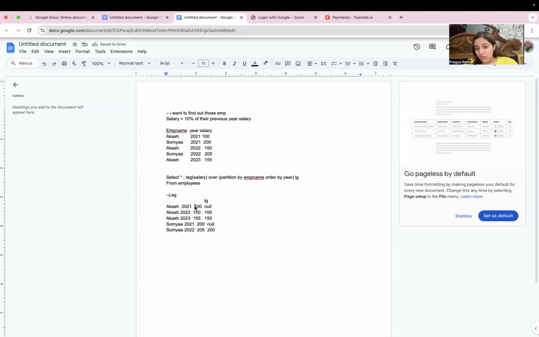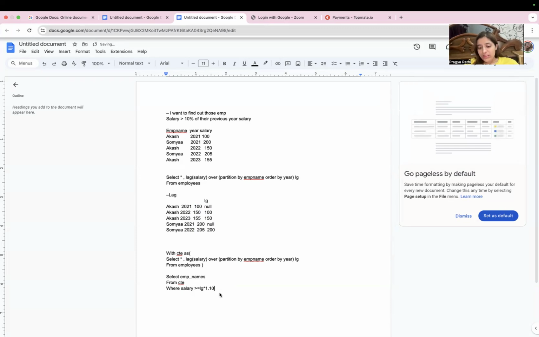Now what will I do after this? Now I will compare these two values together. I will just save it in my CTE. I will write WITH CTE AS, paste the query, giving the alias as LG only. And I say that I want to have all the employee names from CTE where my salary should be greater than or equal to my lag salary into 1.10.